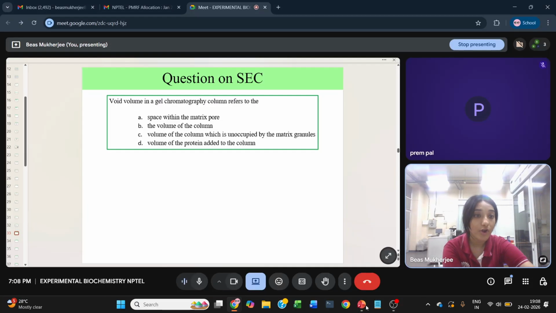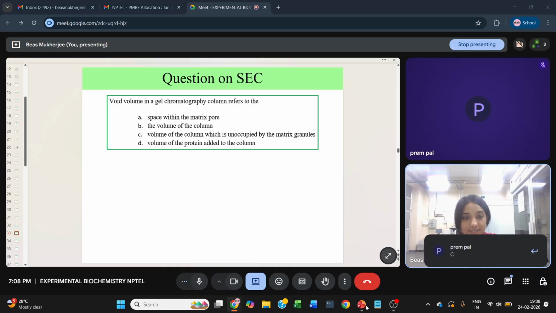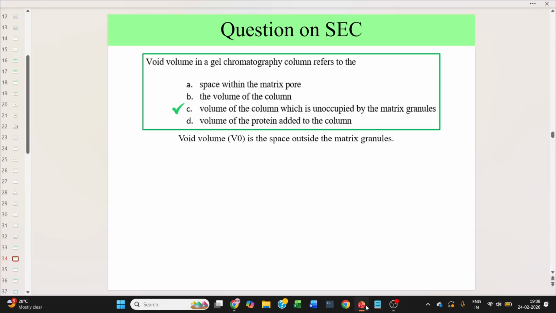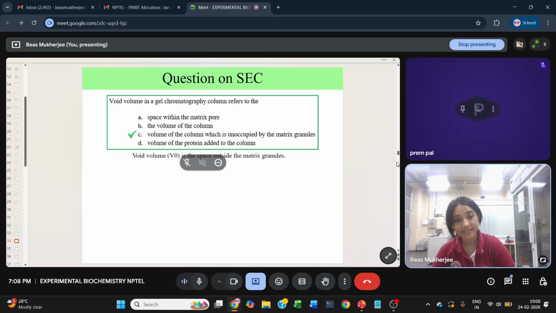Now, void volume in a gel chromatography column refers to, what is void volume? Space within the matrix pore, the volume of the column which is unoccupied by matrix granules, volume of the protein added to the column. C. Very good. Correct. Yes. So void volume V naught is the space outside the matrix granules. Very good.